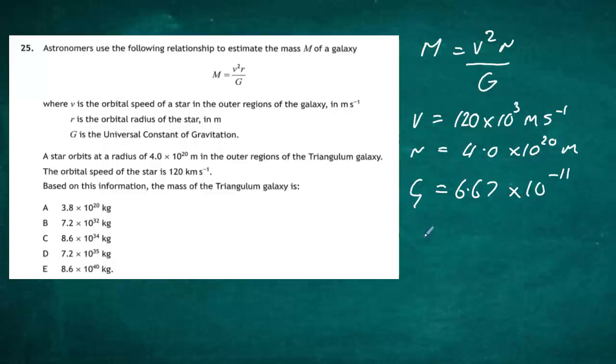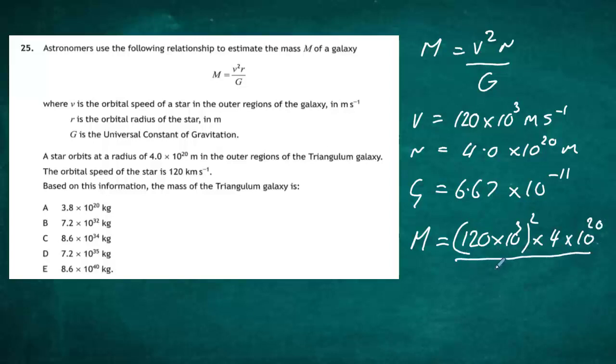So it's a simple case of plugging things into the equation. So m, the mass of the galaxy, is going to equal v squared, 120 times 10 to the power 3, and we have to square that number, multiplied by the radius, which is going to be 4 times 10 to the power 20. And we have to divide that all by the universal gravitational constant, 6.67 times 10 to the minus 11.